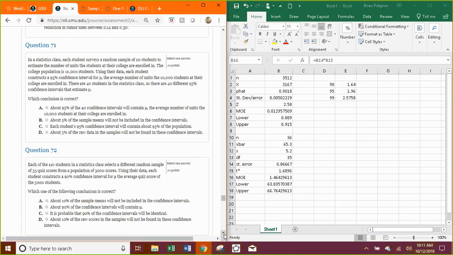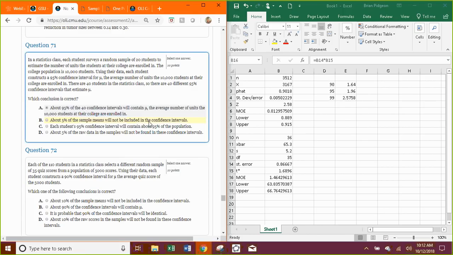In a statistics class, each student surveys a random sample of 20 students to estimate the number of units these students at their college are enrolled in. The college population is 10,000. Using their data, each student constructs a 95% confidence interval for mu, the average number of units the 10,000 students at their college are enrolled in. There are 40 students in the statistics class, so there are 40 different 95% confidence intervals. Well, about 95% of the 40 confidence intervals will contain mu. That's what it says.